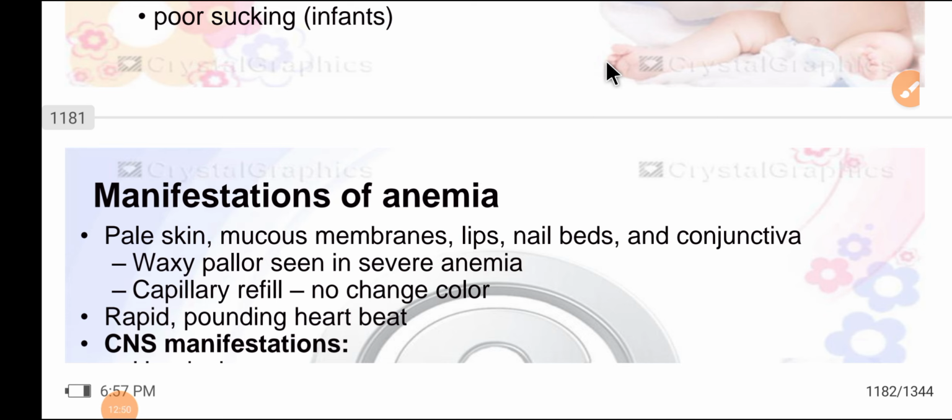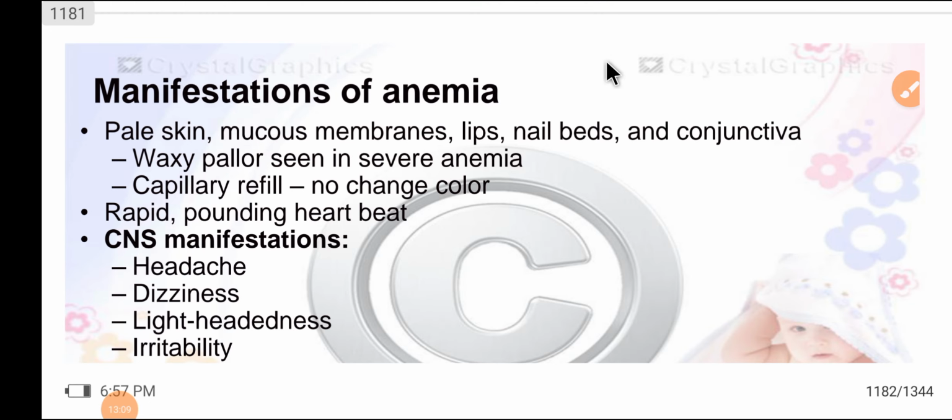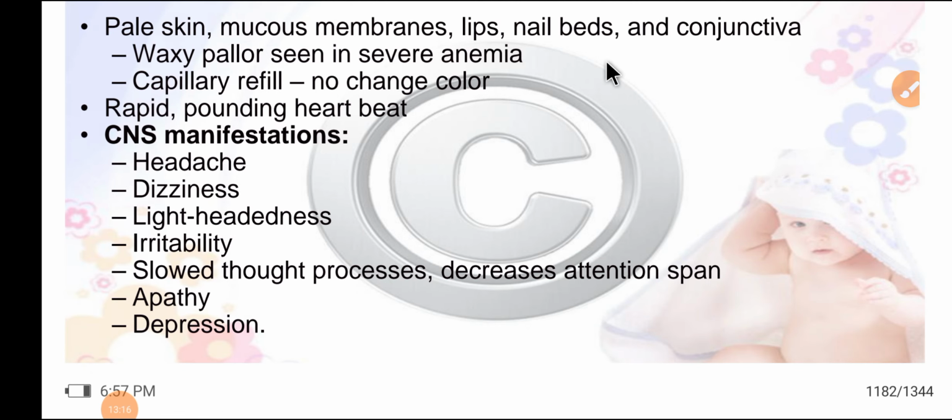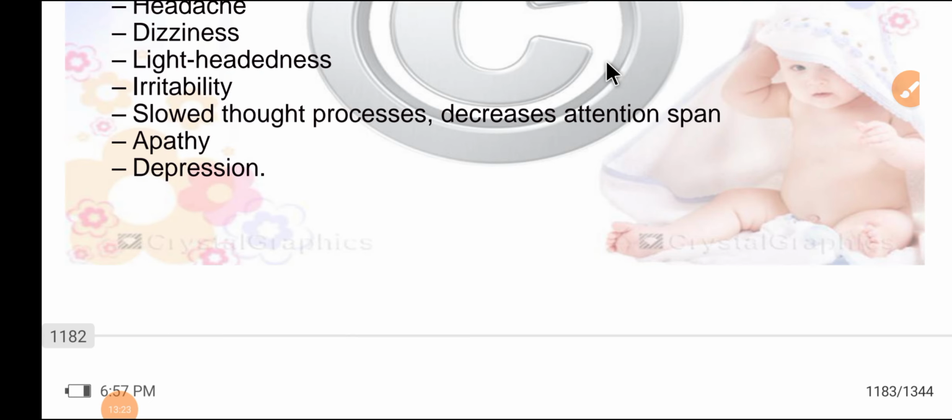Manifestations of anemia: pale skin, mucous membranes, lips, nail beds, and conjunctiva. Waxy pallor seen in severe anemia: capillary refill, no change in color, rapid pounding heartbeat. CNS manifestations: headache, dizziness, lightheadedness, irritability, slowed thought process, decreased attention span, apathy, depression.